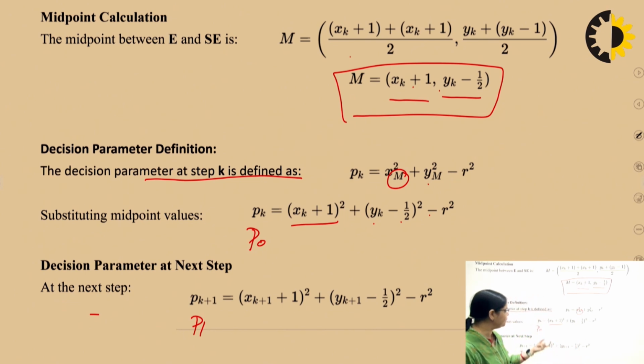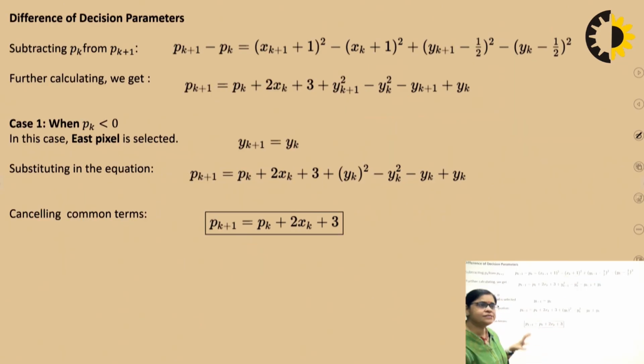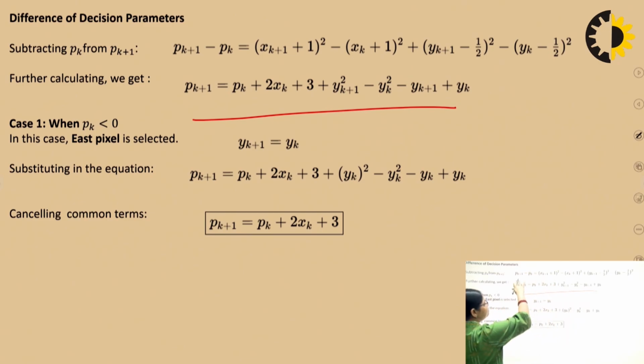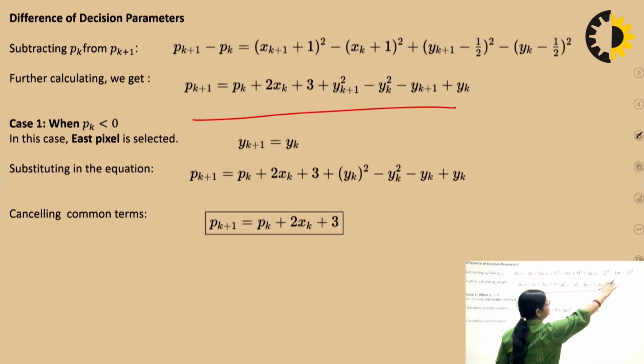What have we found out? We have found p0, and we have found p1. Now I am finding the final value of the decision parameter. How am I going to find it? I am taking the difference of the decision parameter: subtracting the value of pk from pk+1. Then I am finding the final output. So the final value will be this one, when I put the value of pk+1 first, then minus pk.